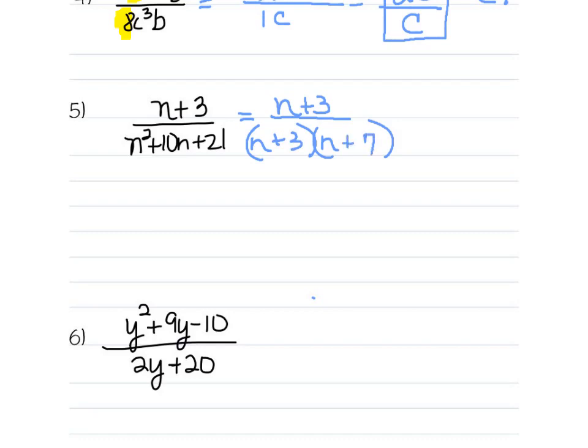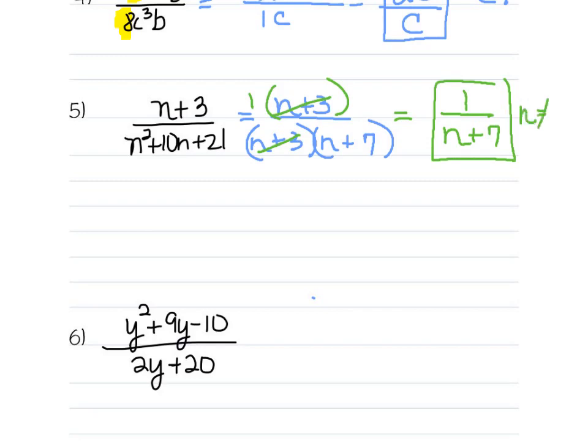All right, please note that there's a common factor of n plus 3 in the numerator and in the denominator, and we can cancel out or reduce by n plus 3. Also, let's recall that there's an invisible 1 in the numerator. So simplified would be 1 over n plus 7. That would be my simplified expression. And then my excluded value, n cannot equal negative 7. Negative 7 would make my denominator equal to 0.